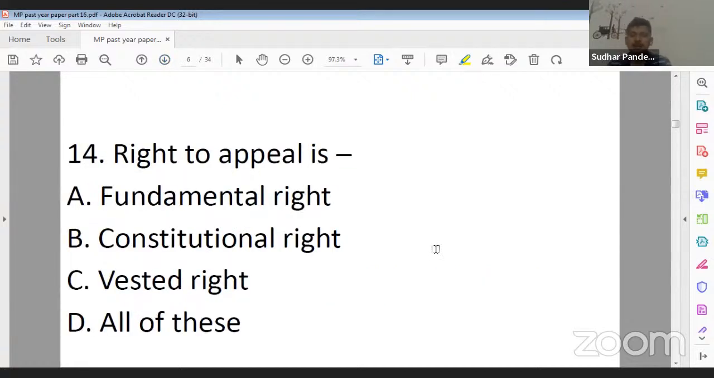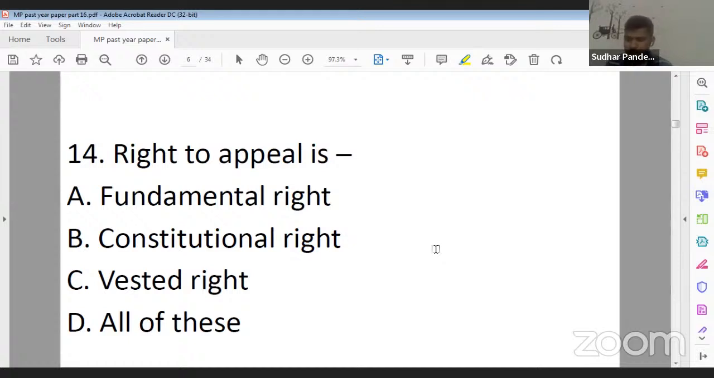Right to appeal is option A, fundamental right, option B, constitutional right, option C, vested right, and option D, all of these. So right to appeal is which kind of right? A fundamental right, constitutional right, vested right, or all of these.